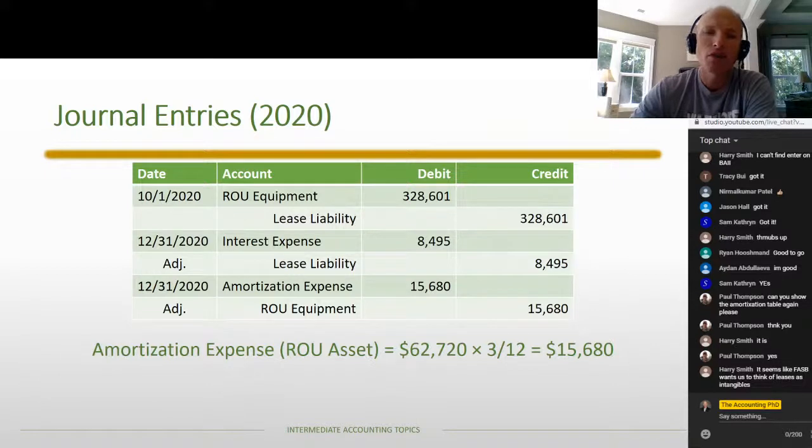Yeah, Harry, I would say they want us to think of them differently than property, plant, and equipment for sure. But it's not quite intangible either because you have the whole lease liability thing going on. But I think they definitely want us to make a distinction between property, plant, equipment, and leased assets because they are really different animals.